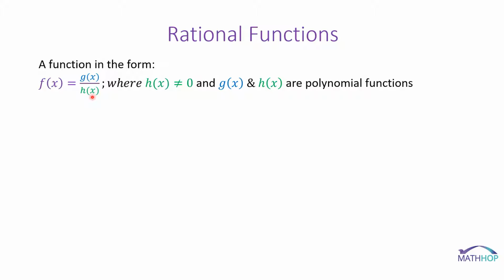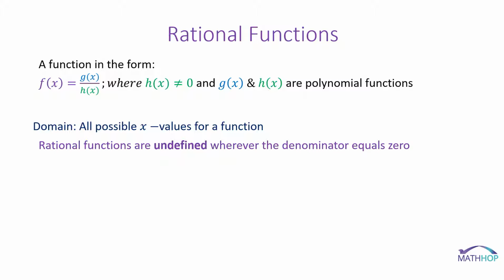Remember, if you have a polynomial in the denominator, that means you have variables in the denominator. So whatever is in the denominator, h of x, can't be equal to 0 because we can't divide by 0. That means not every value of x is going to be allowed for these functions, because a domain is all of the possible x values, and rational functions have limitations on that domain. Rational functions will be undefined wherever the denominator equals 0. So whatever value or values of x make the denominator 0 will be excluded from the domain.